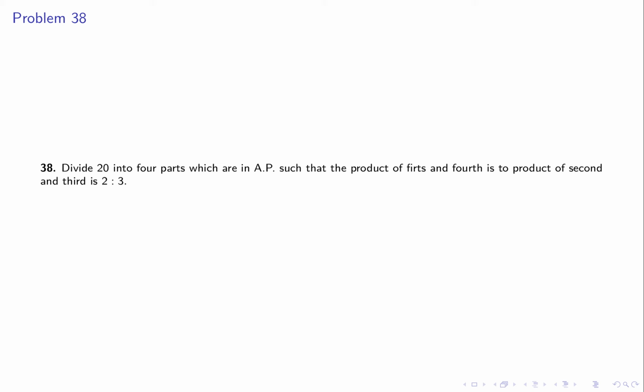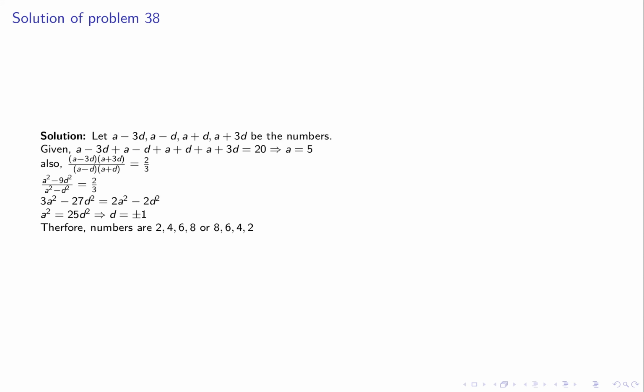In this problem, we have to divide 20 into 4 parts which are in AP, such that the product of the first and fourth is to the product of the second and third as 2 is to 3. Again, the spelling of first is wrong; that's a typing mistake. So we see that a minus 3d plus a minus d plus a plus d plus a plus 3d is 20, which gives us a is equal to 5. And the formula for the ratio is a minus 3d into a plus 3d divided by a minus d into a plus d equals 2 by 3, which results in d equals plus minus 1. So the numbers will be either 2, 4, 6, 8 or 8, 6, 4, 2.